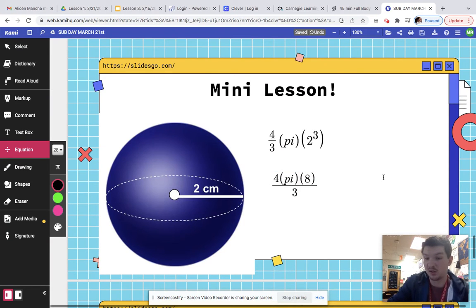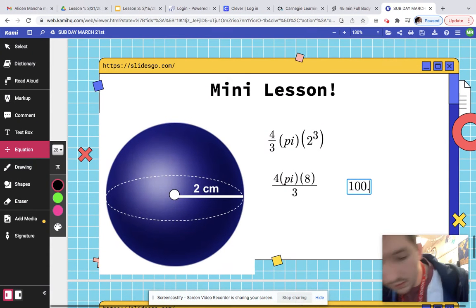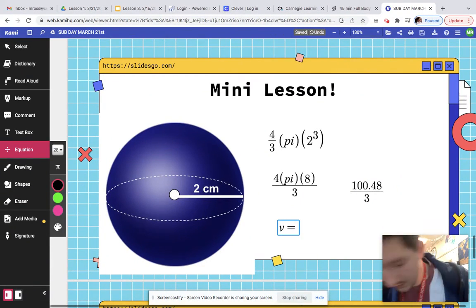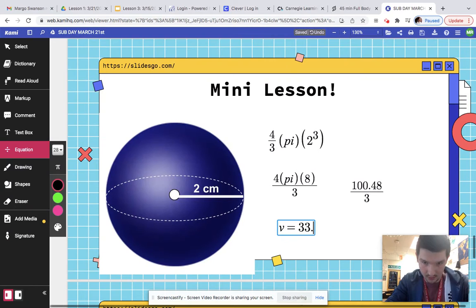So I'm just going to use a calculator, right? I'm just going to do 4 times 3.14 times 8 and get that top, which is going to be 100.48. And then divide that by 3. You're going to get the answer of about volume equals, remember, round to the nearest hundredth, so 33.49. You're done. That's all you have to do.